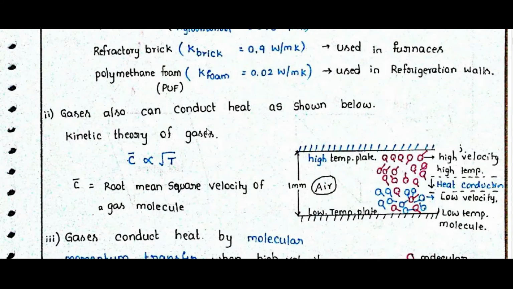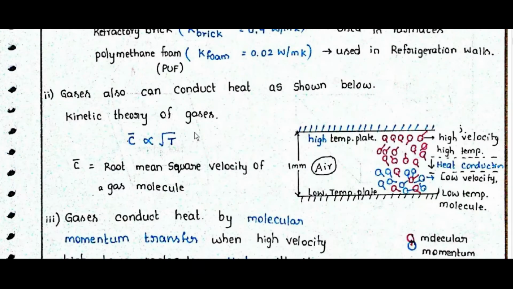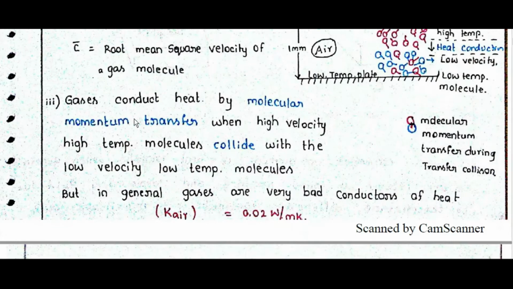Gases can also conduct heat, as shown below. Kinetic theory of gases: C bar is directly proportional to root T, where C bar is the root mean square velocity of a gas molecule. Air between a high temperature plate and a low temperature plate: gases conduct heat by molecular momentum transfer, when high velocity, high temperature molecules collide with low velocity, low temperature molecules. But in general, gases are very bad conductors of heat. K of air is equal to 0.02 watt per meter Kelvin.